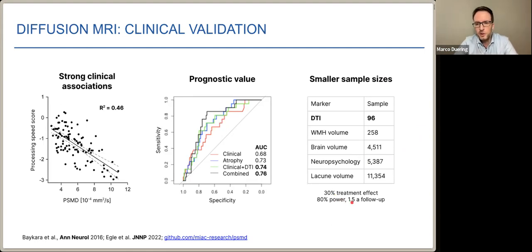And you can see if you use neuropsychological assessment in these patients, you would need more than 5,000 participants to detect the 30% treatment effect. And this goes down, and with an imaging marker based on diffusion imaging, that's only 100 patients. So that requirement for clinical validation was also fulfilled. We can reduce the sample size when using a diffusion imaging marker.